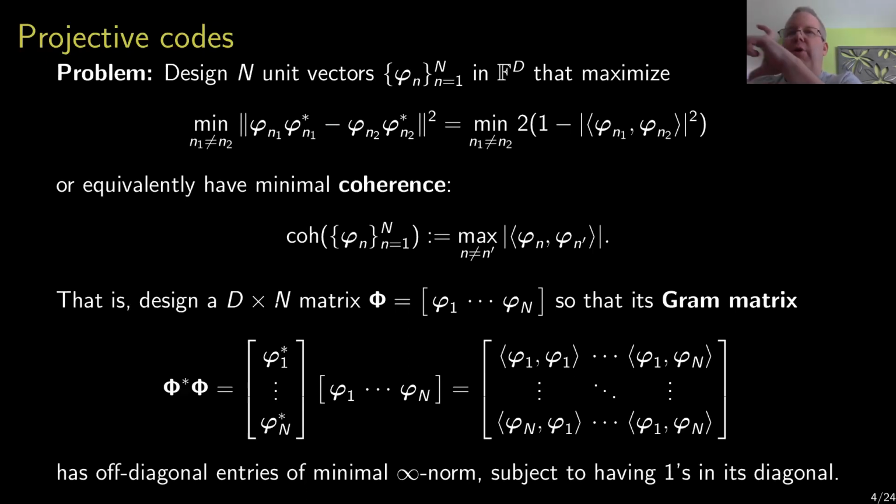So D is the number of rows, the dimension of space, and N is the number of columns, the number of vectors I have. So that when you take its Gram matrix, which computes all the inner products between these vectors, you're going to have ones along the diagonal because I'm assuming they all are unit norm. But on the off diagonal, I'm trying to make the largest off diagonal entry in modulus as small as possible. So it's like I'm taking an infinity norm of the off diagonal and trying to push that down as much as possible. And so that's what I want to do. I want to find vectors of minimal coherence. I want to have this design problem.